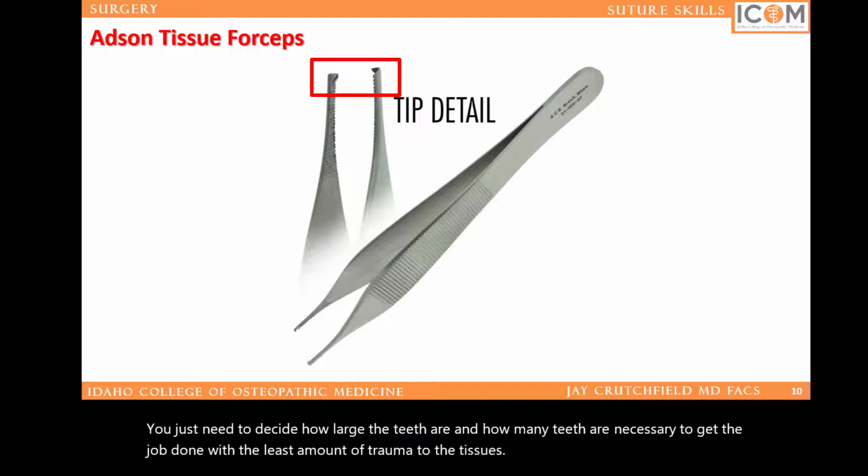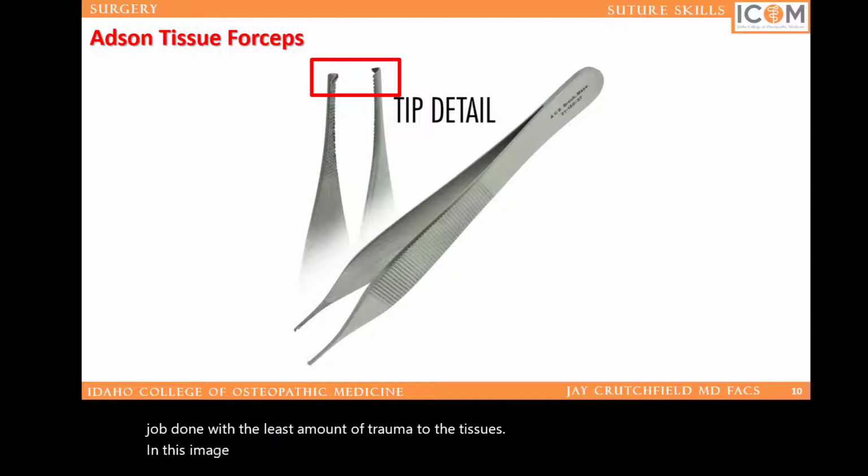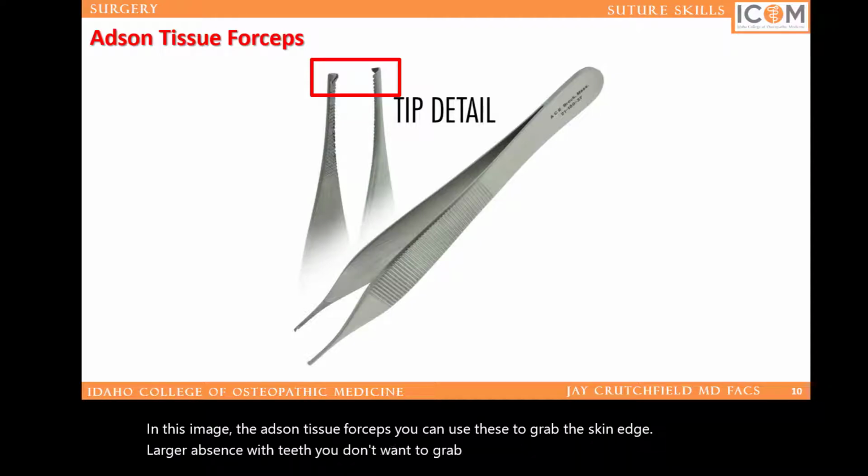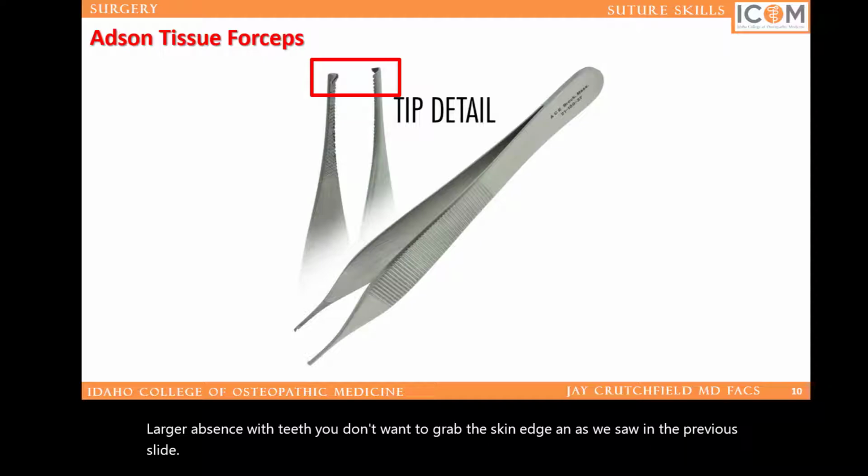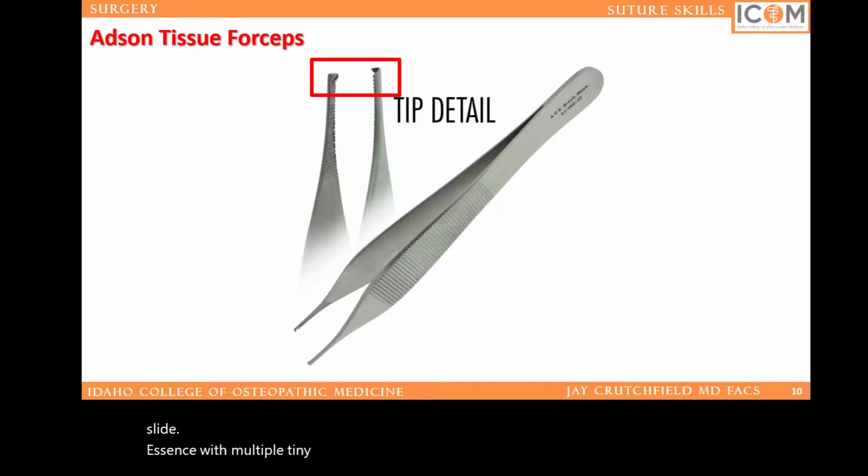In this image, the Adson tissue forceps, you can use these to grab the skin edge. Larger Adsons with teeth, you don't want to grab the skin edge. And as we saw in the previous slide, Adsons with multiple tiny teeth should not be used to hold the skin.